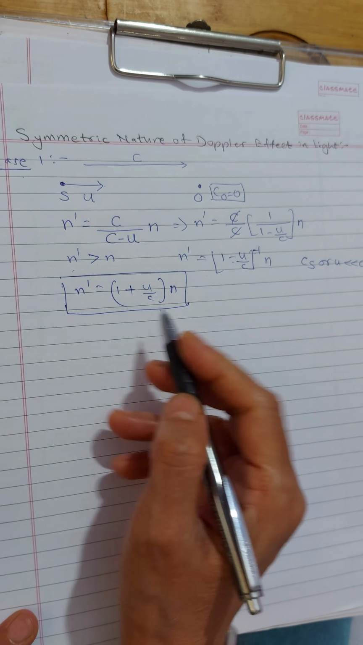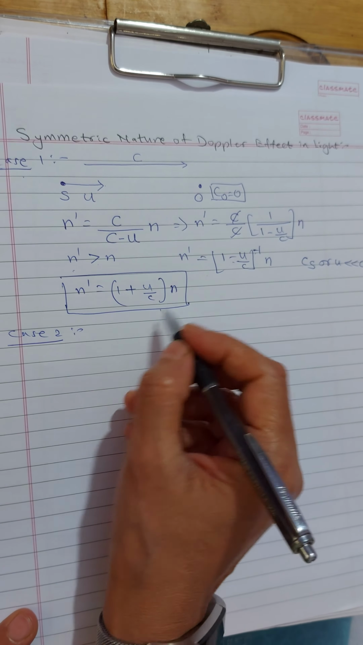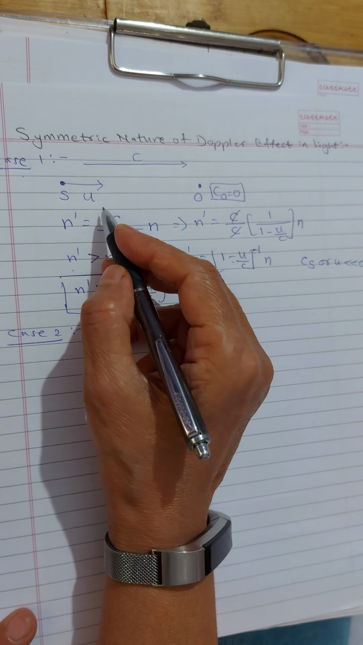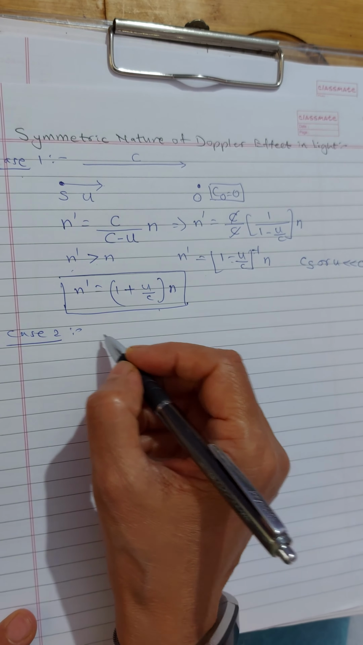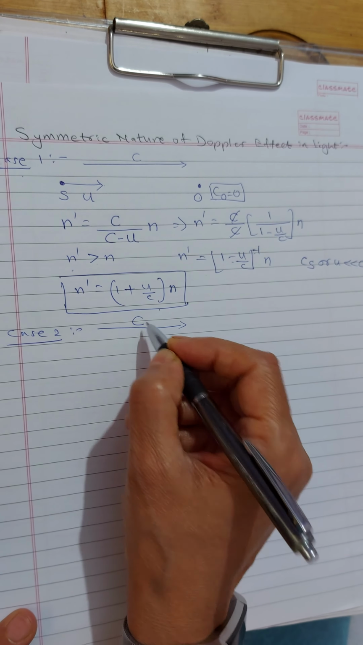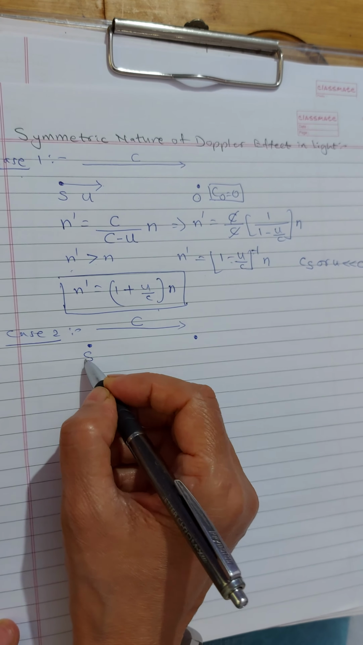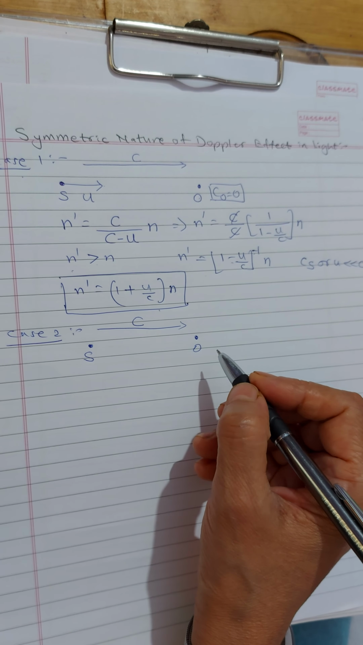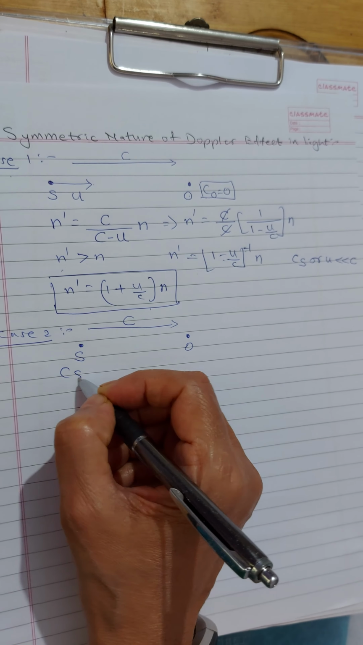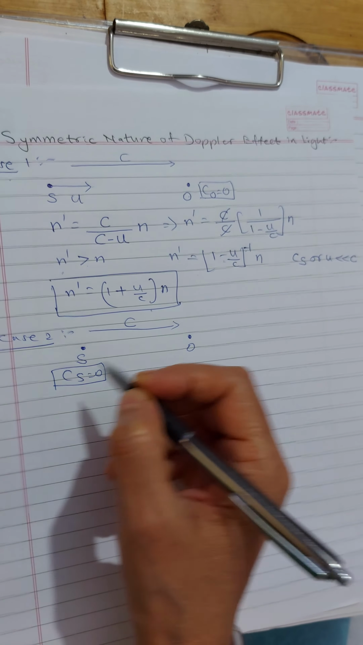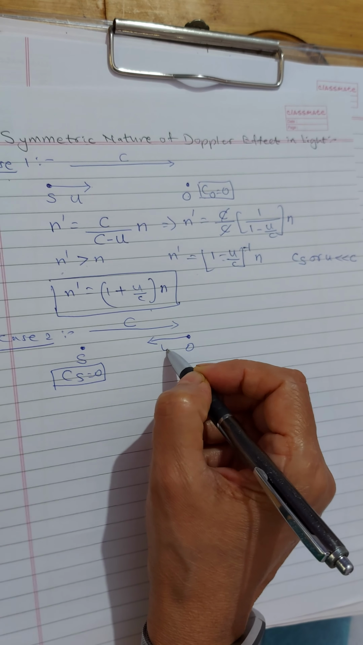I got this relation. Now case number 2 shows that the observer is moving towards the stationary source with velocity u. The velocity is the same, as we meant earlier also. So here again the diagram. First is C, the source is over here, the observer is over here. This is S, this is O. Now we said that the source is stationary, so I'll say very clearly CS is 0, and the observer is moving towards the source. So the arrow is very critical, with a velocity u.